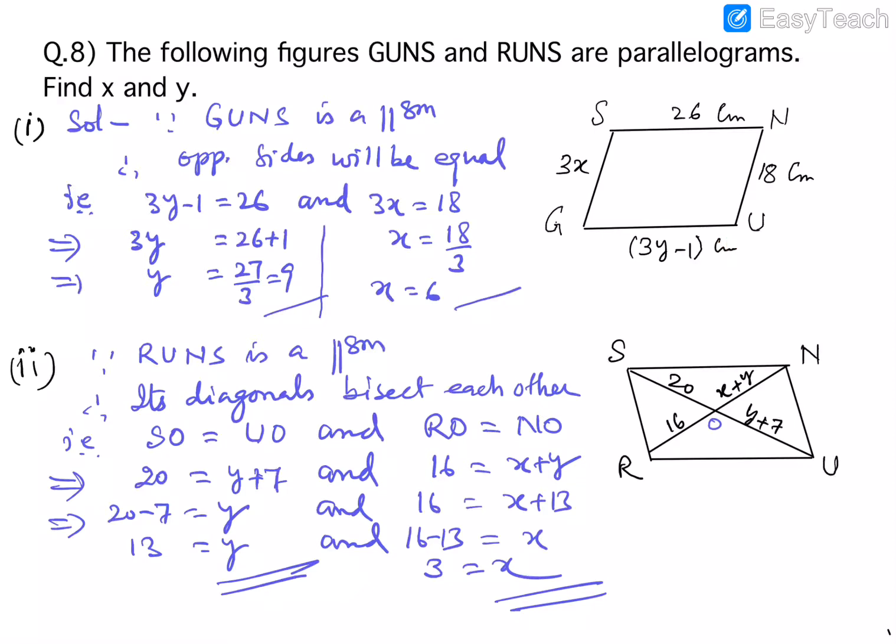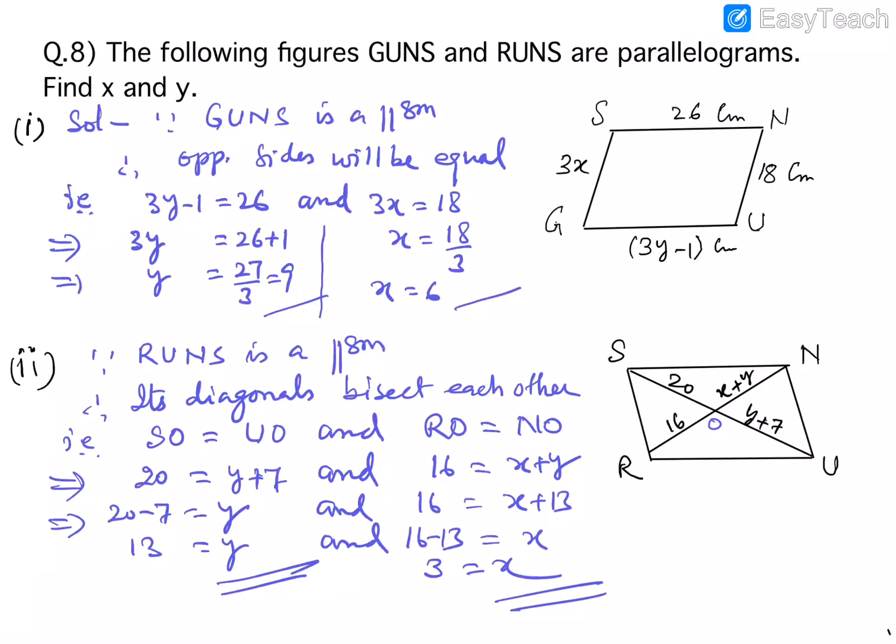As we know that in a parallelogram opposite sides are equal in length, and therefore since GUNS is a parallelogram, opposite sides will be equal, that is 3y minus 1 will be equal to 26 and 3x will be equal to 18. This gives y is equal to 9 and this gives x is equal to 6. These are the required answers here.